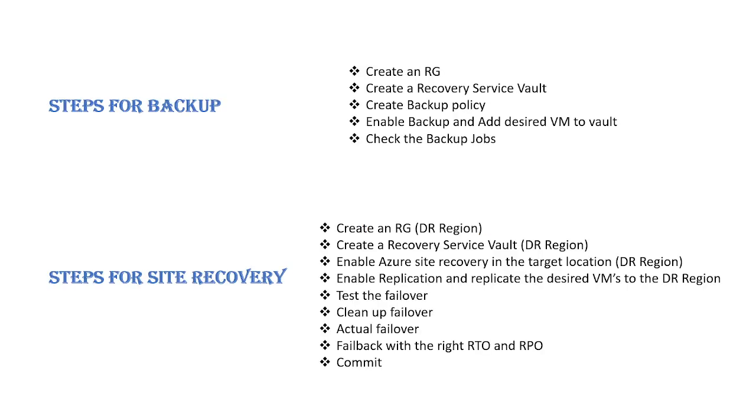Create a recovery service vault in the DR region, and enable Azure Site Recovery in the target location, the DR region. The RG has to be created in the DR region, the recovery service vault has to be created in the DR region, and you enable the site recovery in the target region, the DR region only. Then enable the replication and replicate the desired VMs to the DR region, test the failover, then clean up the failover, do the actual failover and fail back, and cover the RTO and RPO. I'll explain in more depth.